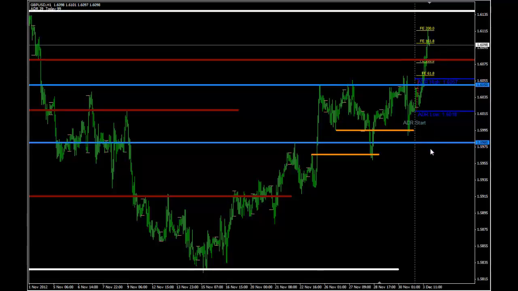So go over your charts and look at when the average daily range was broken and was not able to hold price back, and I think you'll be pleasantly surprised that it's always in the sense that you're trading with that higher time frame premise.